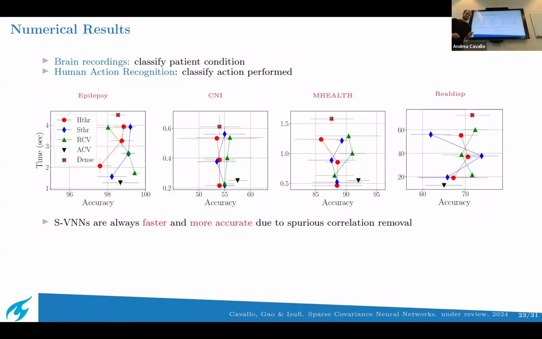And just quickly some results on some data sets. I'm comparing, the cross here is the standard covariance neural network, and all the other points here are thresholded or stochastic VNNs, where I'm changing the sparsification level and running the same task, and I have time here, accuracy here. So basically, what happens in all these cases is that, of course, time decreases because the models are faster, and in all the cases, there is this one model where accuracy also increases.